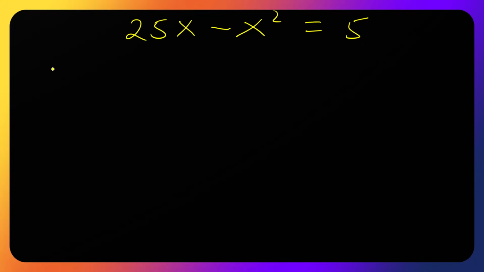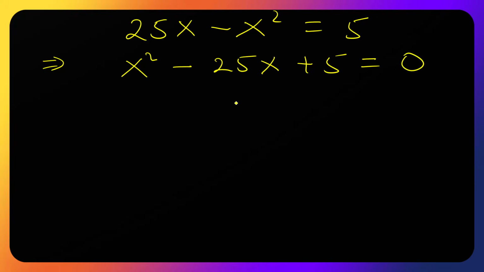Now let's arrange this. Okay, it's a quadratic equation. So let's send everything to the right. That will be x squared minus 25x plus 5 equals 0. All right. Now let's solve this one with the method of completing the square. Okay, so let's complete the square of this. First of all, let's write this one as x squared minus 25x equals negative 5.